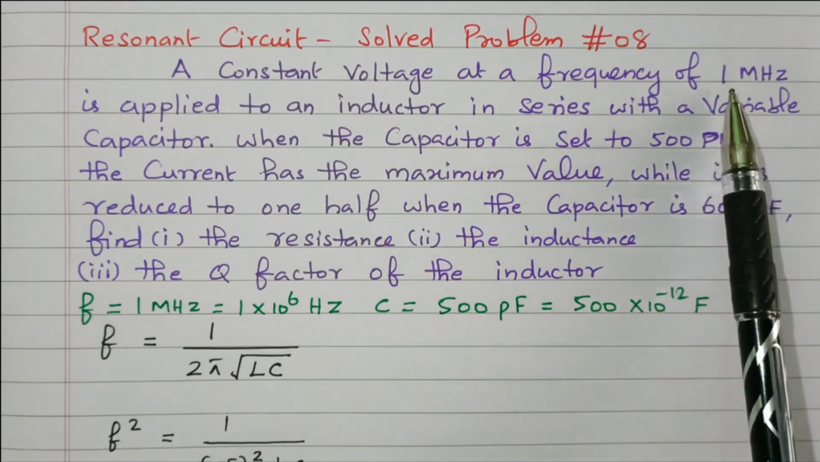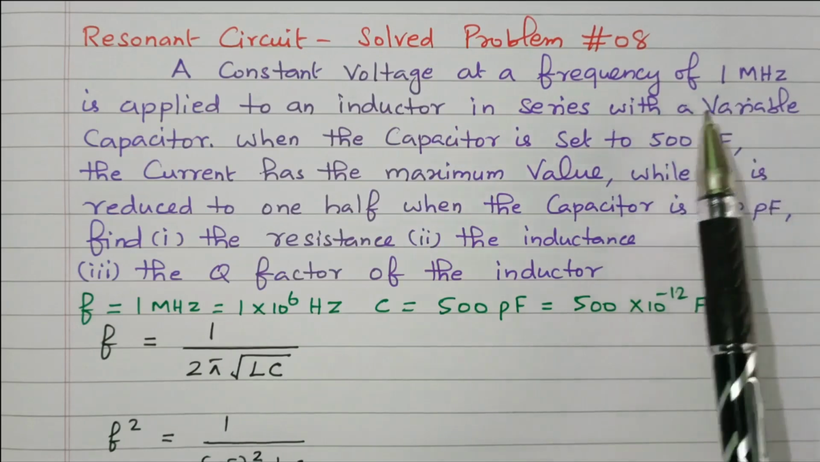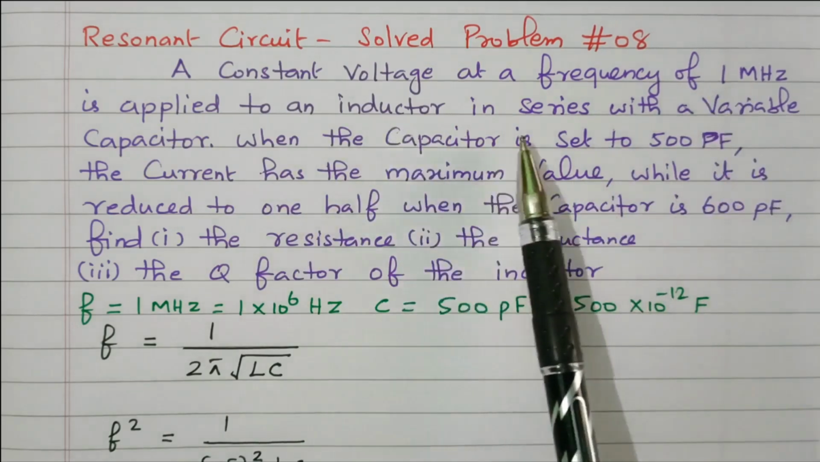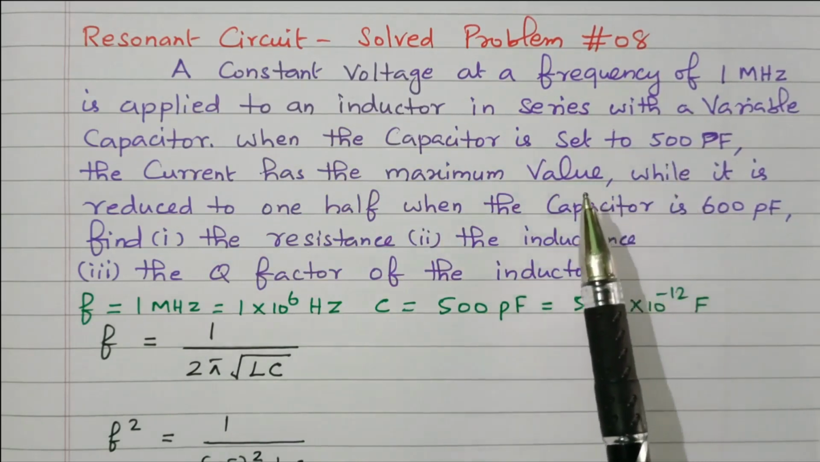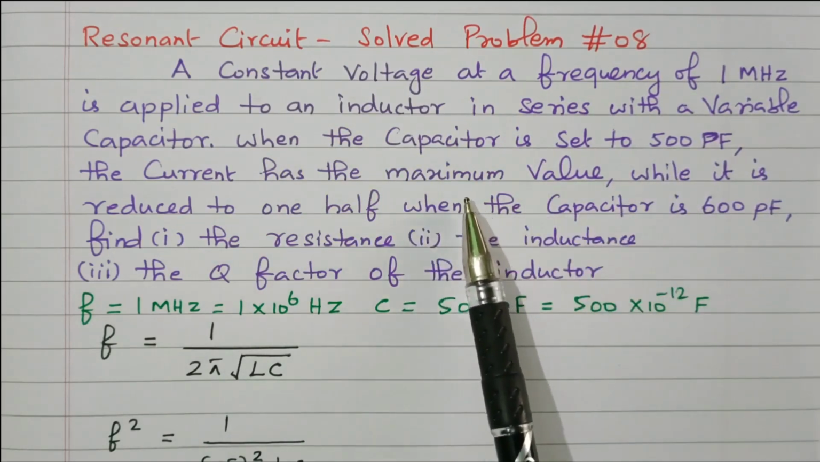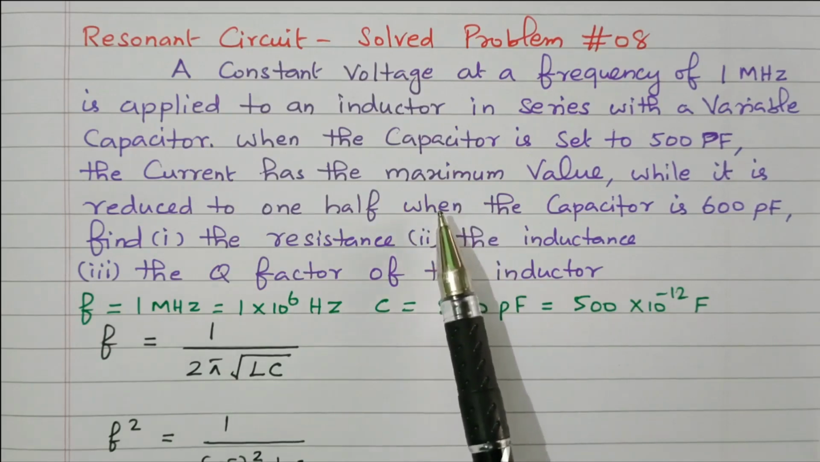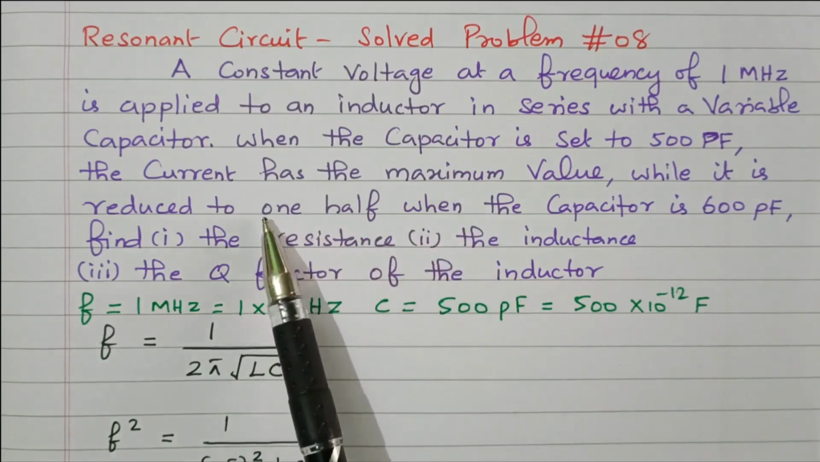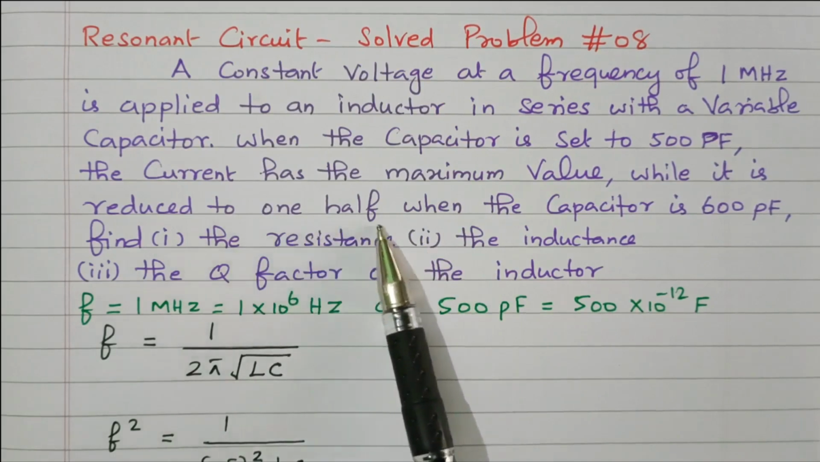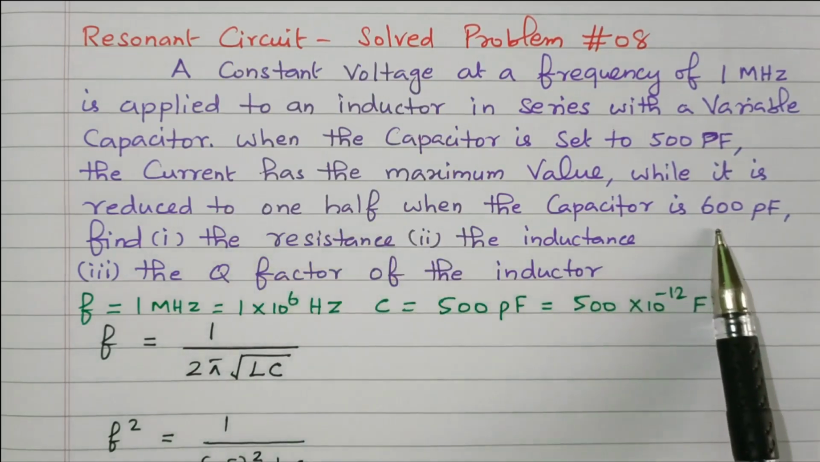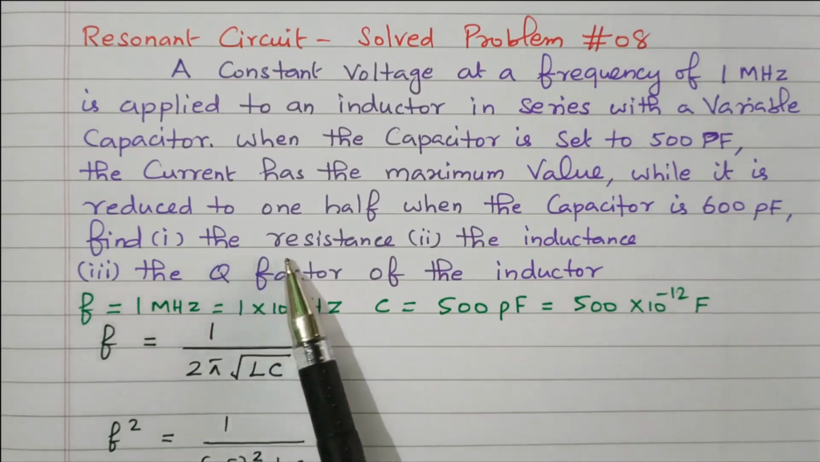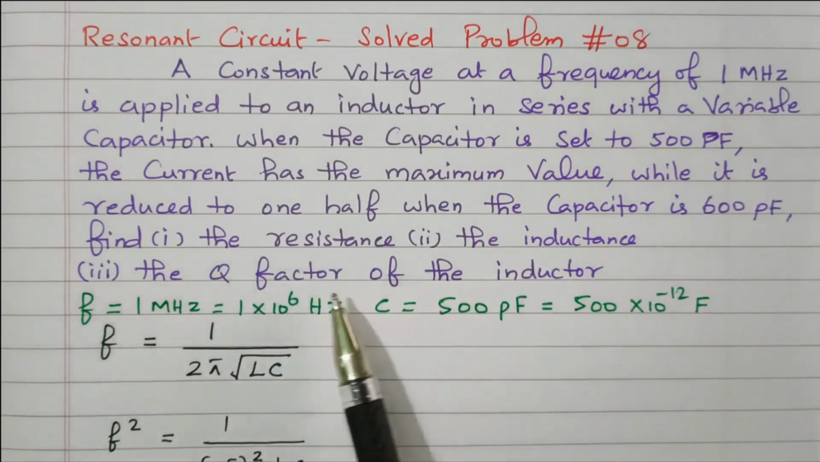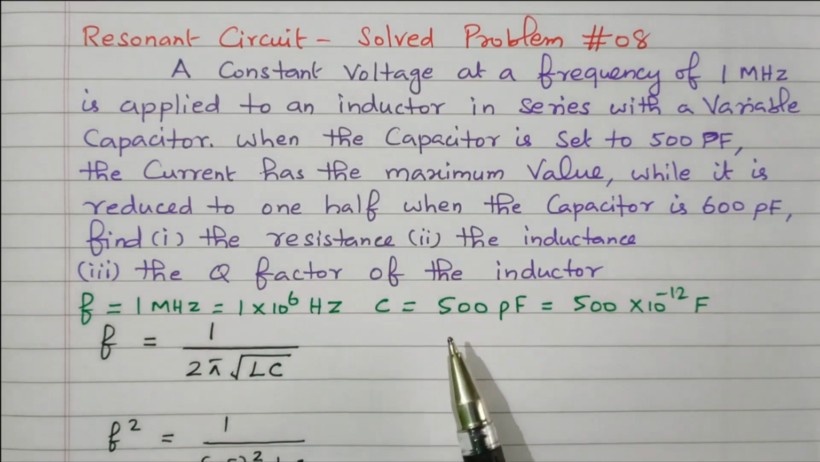So the 1 megahertz frequency is given, the inductor and capacitor are connected in series, and 500 picofarad is the capacitor value at which the current is maximum. The current is reduced to 1/2 when the capacitor value is 600 picofarad. For this, we need to find the resistance value, inductance value, and Q factor of the inductor.